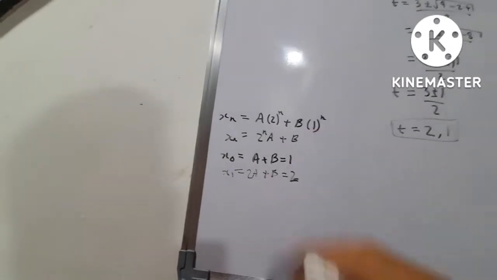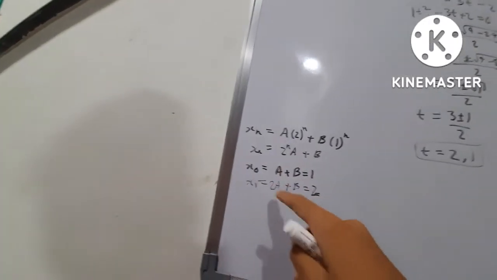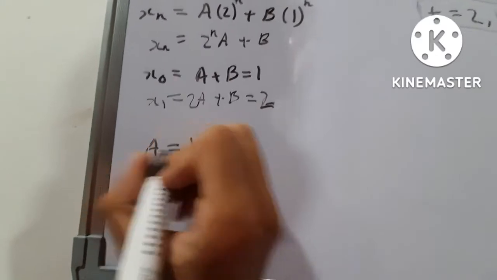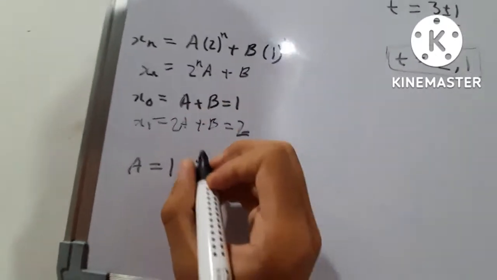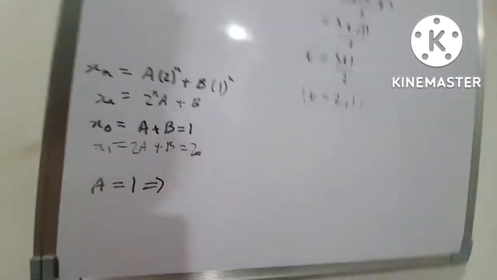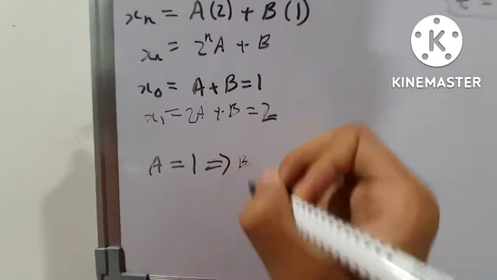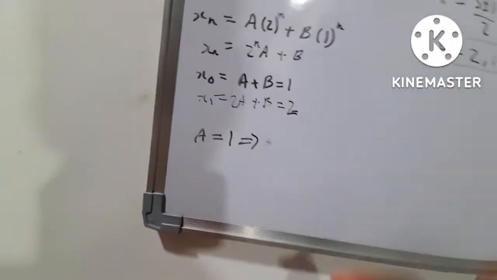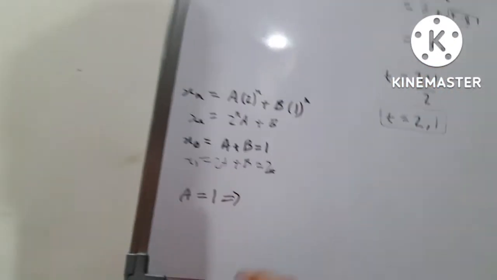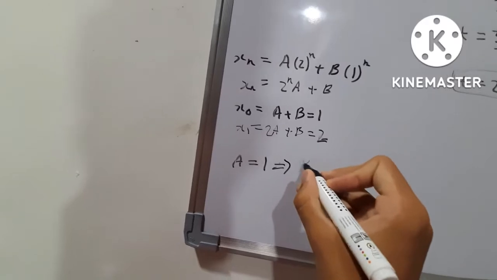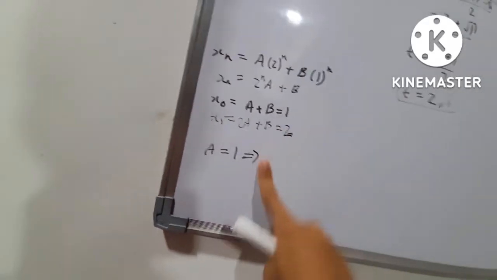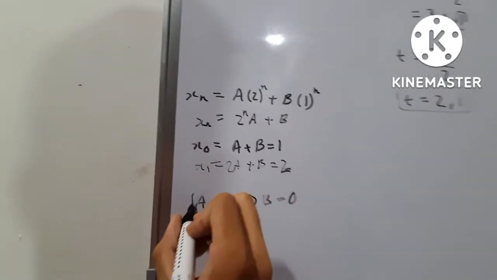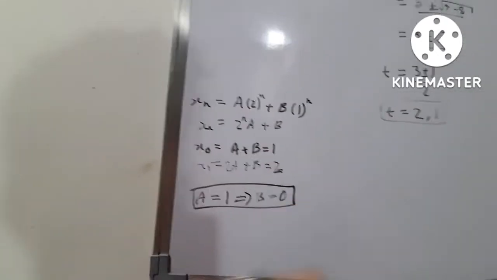So subtracting these two equations, 2a minus a is a and b minus b is 0. 2 minus 1 is 1, so a is equal to 1, and that immediately implies, because of equation 1, that b is equal to 0. So a is equal to 1 and b is equal to 0. Those are our two solutions.